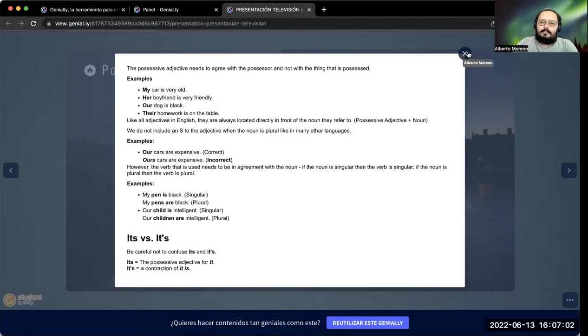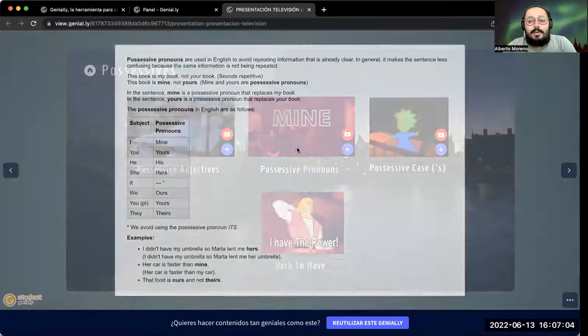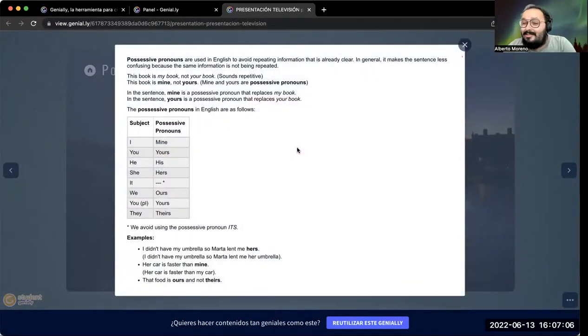Ahora, ¿qué onda con los pronombres posesivos? Bueno, los pronombres posesivos pues nos van a ayudar a evitar la repetición, es decir, hablar de mí, por ejemplo, this book is my book, not your book. En vez de estar diciendo my book, my book, así como robotitos, pues podemos utilizar los pronombres posesivos para, en vez de decir my book, decir mine, y en lugar de decir your book, decir yours. This is mine, not yours.